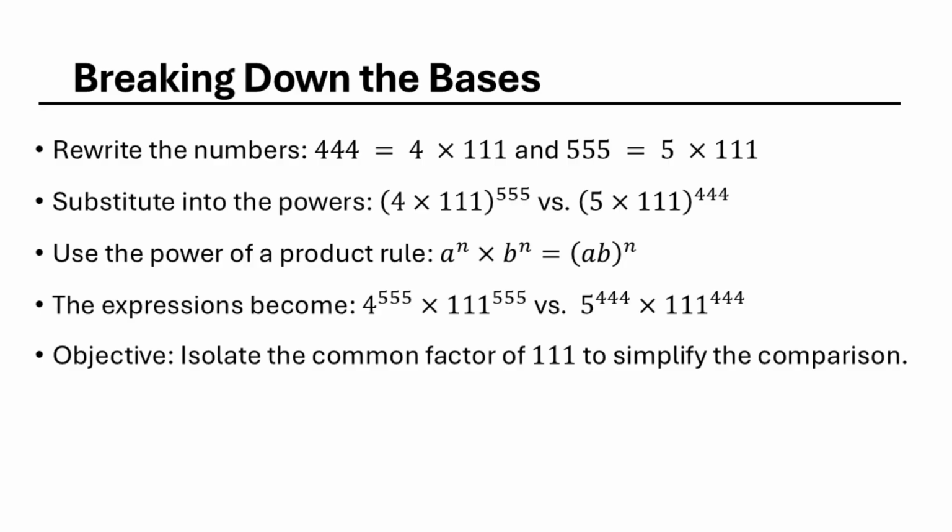Now, we apply the power of a product rule. This rule tells us that (a times b) to the power of n is equal to a to the power of n times b to the power of n. Applying this to our problem, the left side becomes 4 to the power of 555 times 111 to the power of 555. On the right side, we get 5 to the power of 444 times 111 to the power of 444. At this point, we have 111 raised to different powers on both sides.